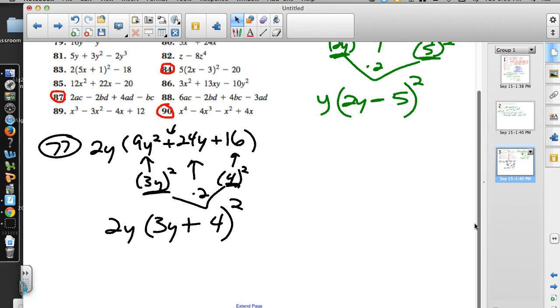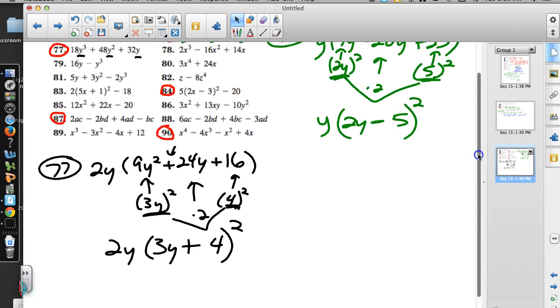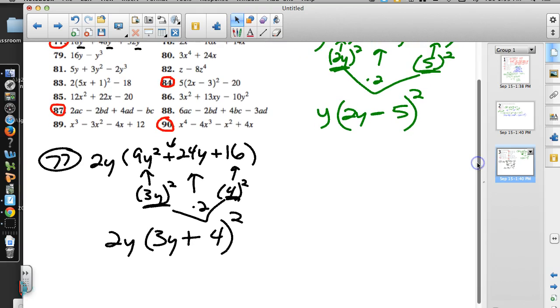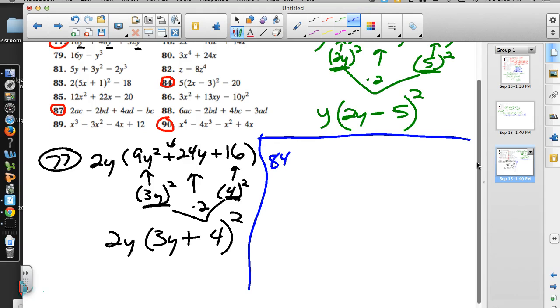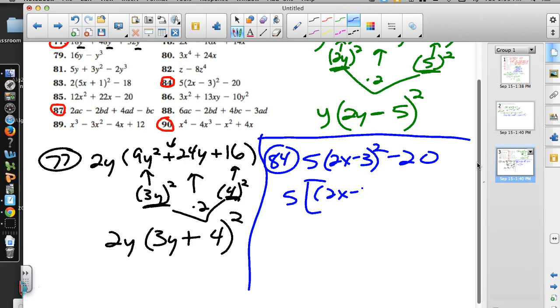Then, the next one on your list is 84, and we have 5 times the quantity 2x minus 3 squared, minus 20. Well, first of all, you should be thinking, that is really strange. Why did they do that? Because they're hoping that you're going to see that you can take a 5 out of all of this. Because 5 times 4 is 20.